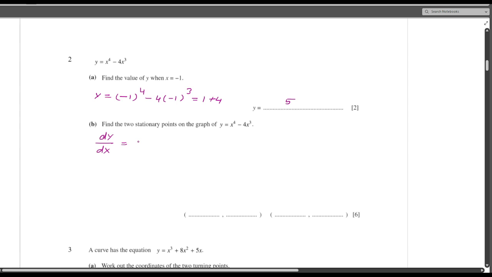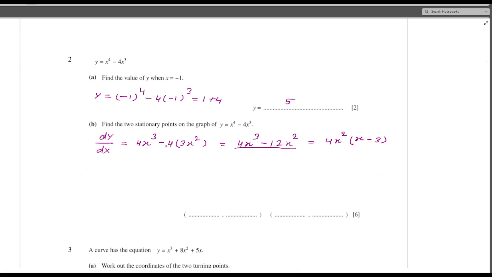Now dy by dx is 4x cube minus 4 times the derivative of x cube, which is 3x square. So dy by dx is 4x cube minus 12x square, 4 threes are 12. If I take 4x square common, the remaining part will be x minus 3. I hope all of you know how to take the common factor.